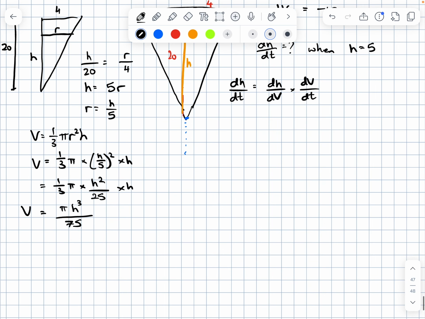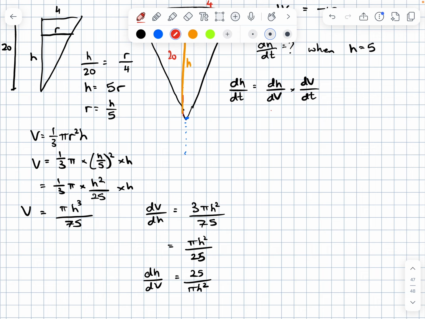We can now differentiate that. dv/dh is 3 pi h squared over 75. Now 3 75ths, they both divide by 3, that is 1/25th. So that is pi h squared over 25, which means that dh/dv, what we actually wanted, is 25 over pi h squared. So that's a lot of work to get that, but we got there.